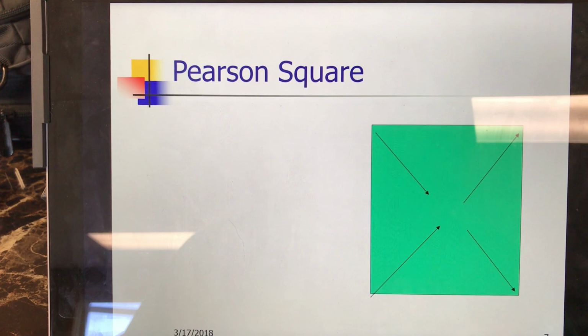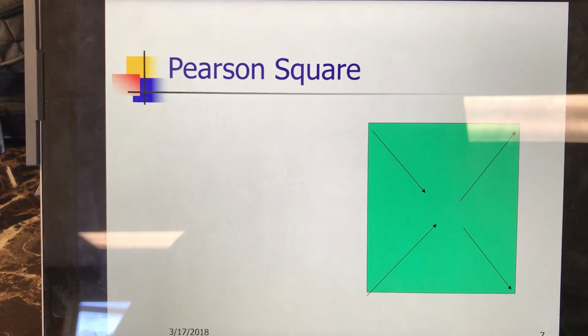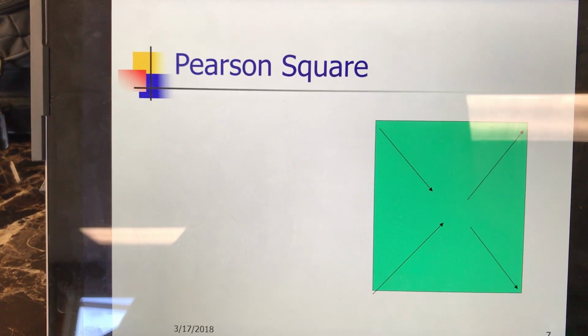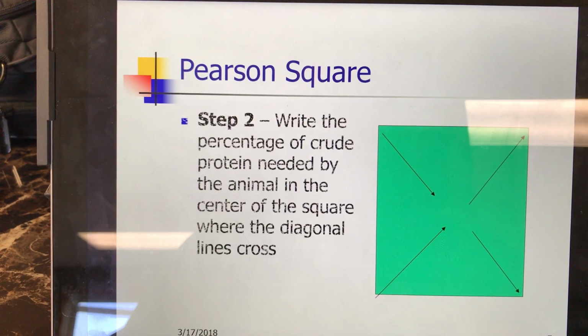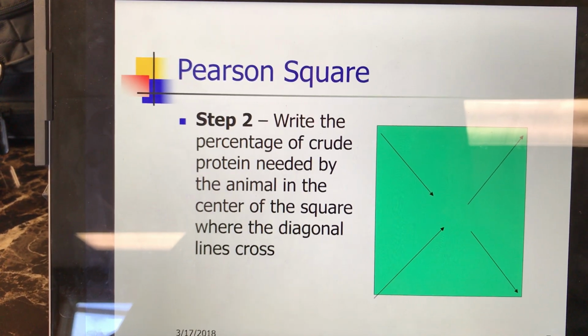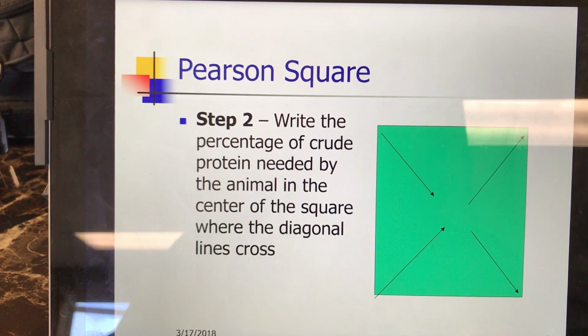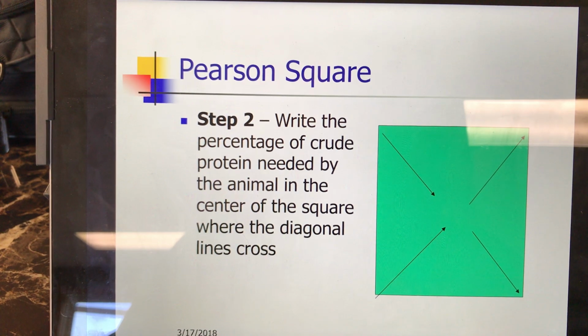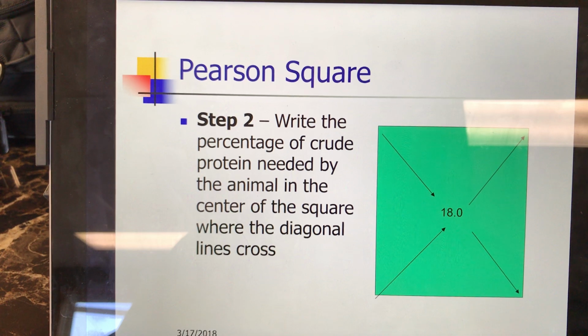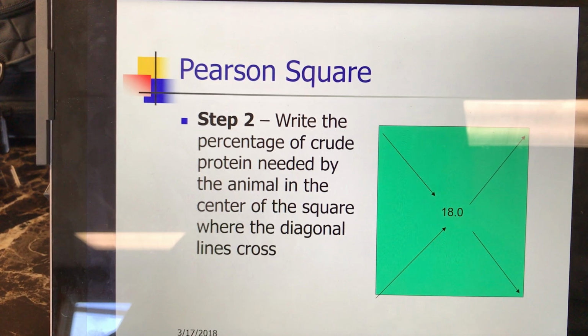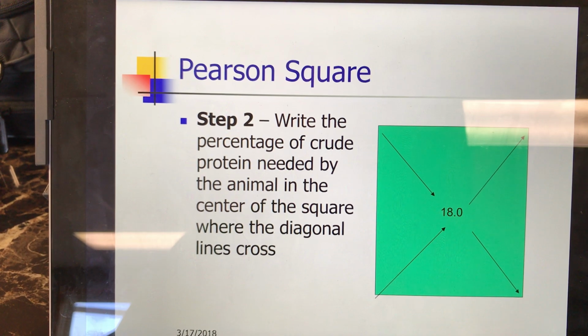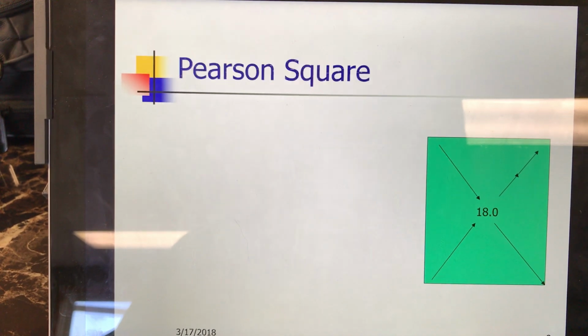Okay, so here we still have our box with our diagonal lines, but they're separated a little bit, and that's for a particular reason, because now we're going to write the percentage of crude protein needed by the animal in the center of the square where the diagonal lines cross. And if you refer back to a couple slides earlier, you will note that in this case we needed an 18% final crude protein percentage to feed our growing hog here. So we're going to go ahead and write that in the center.